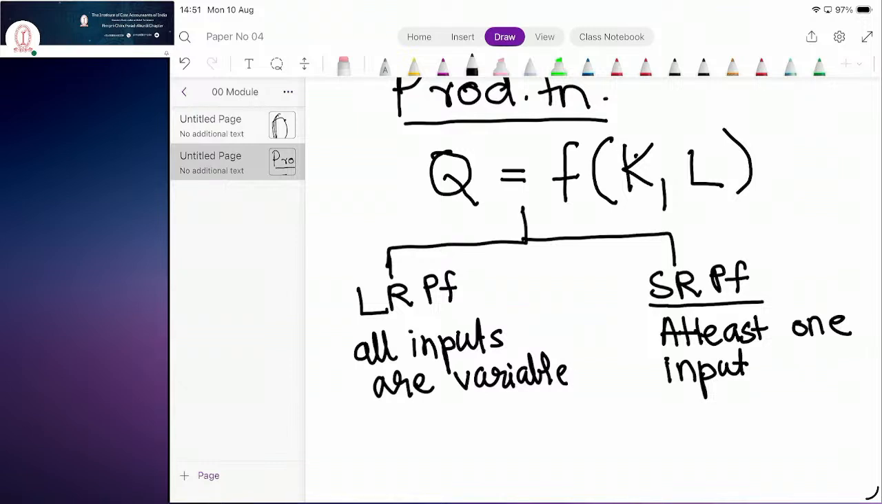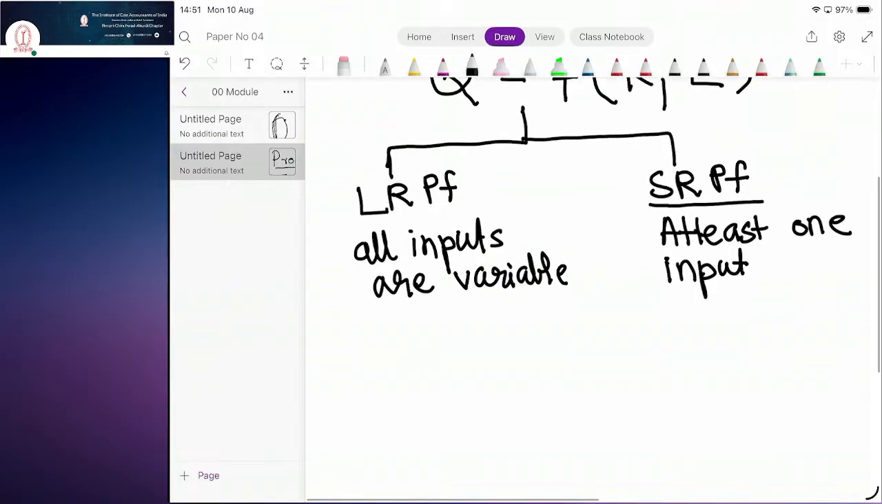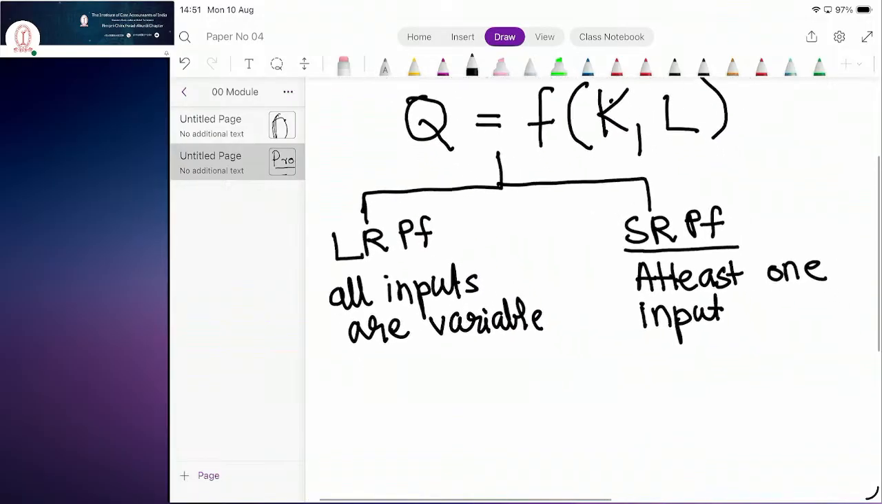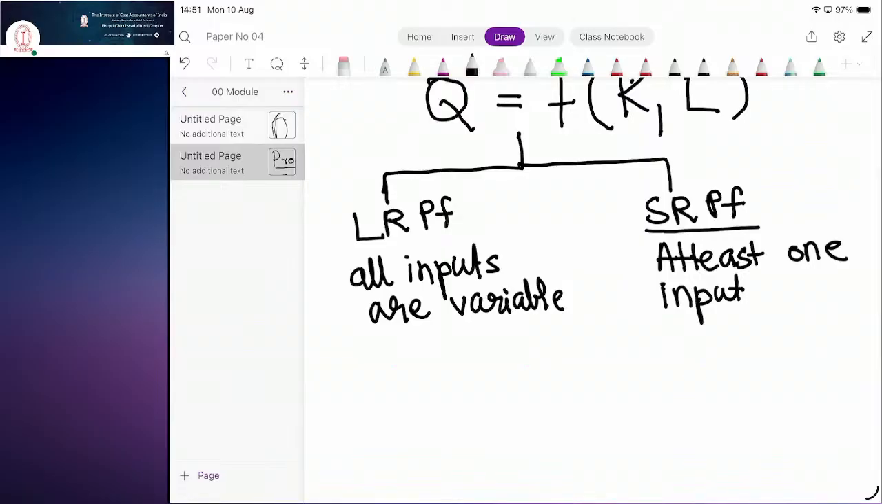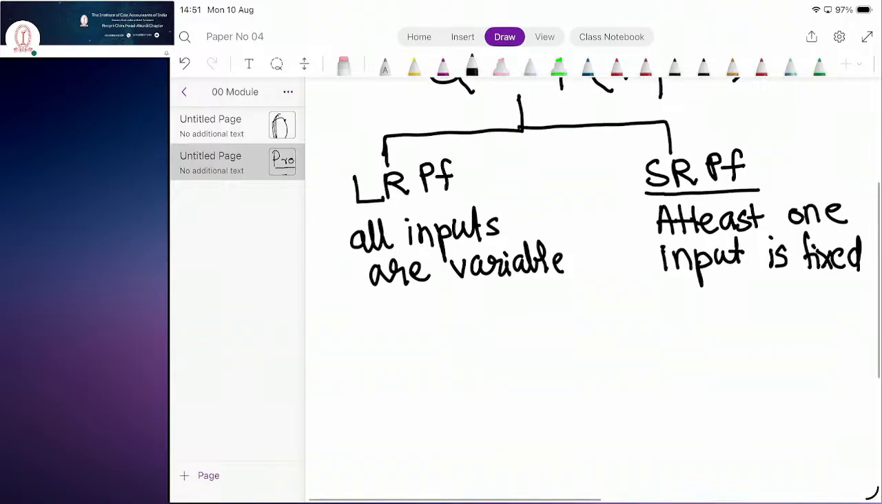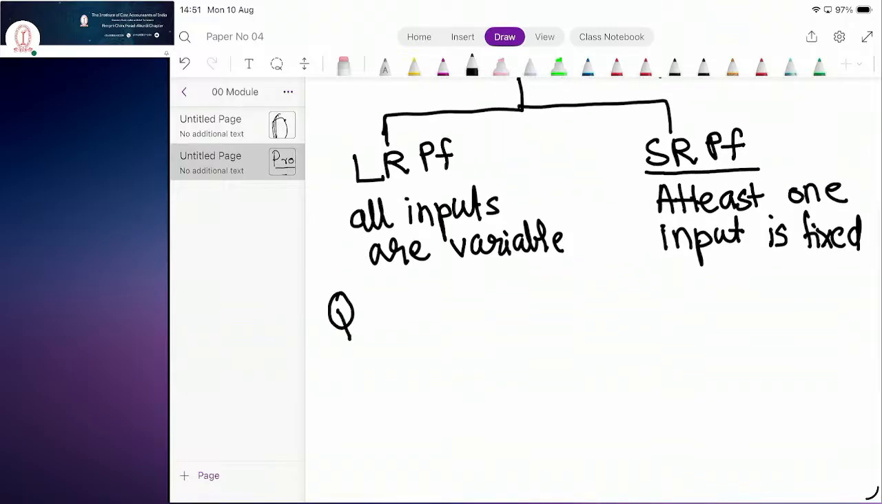Thank you. Before we proceed, let us recall what we did in the earlier lectures. We have a long run production function where all inputs are variable, and a short run production function where at least one input is fixed. This is what we saw in the very first lecture. When I denote Q is equal to F of K, L, it refers to the long run production function where both capital and labor are variable.